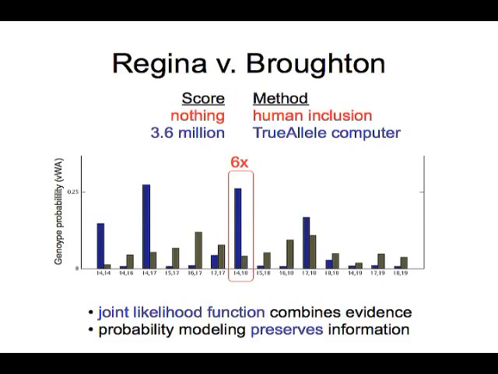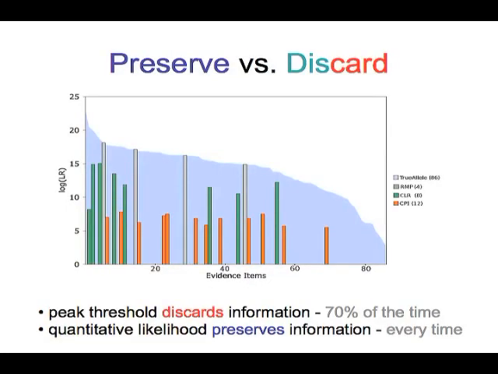So what was the gain in probability? Well, at some allele pairs, if that happened to be the suspect, there might have been a decrease. But at Mr. Broughton's allele pair, 14-18, we see that the probability after seeing the data is about 6 times higher than before, which is a likelihood ratio of 6. When you multiply each of these loci together, that's how you obtain a score of over 3 million. The joint likelihood function combined the evidence so that the probability modeling could preserve the identification information.